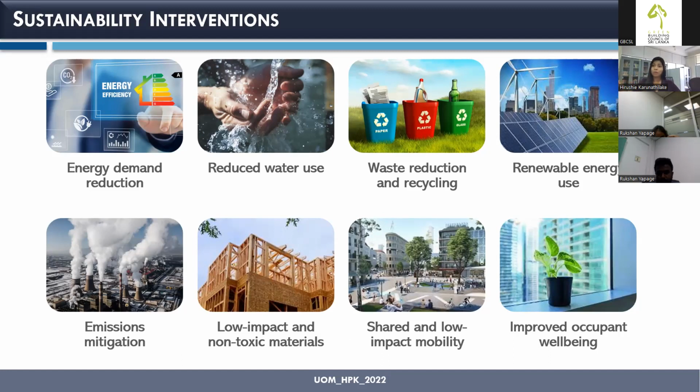And then shared mobility, like ride sharing, and low impact mobility, like moving from, let's say, motorized transportation to walking or cycling. So many cities across the world now try to go for these low impact mobility modes by replacing the conventional transportation pathways with cycling and walking paths, and then improving the occupant well-being through air quality improvements or thermal comfort enhancement, or let's say passive lighting and ventilation strategies. So all of these are sustainability interventions that we could use in the building sector.